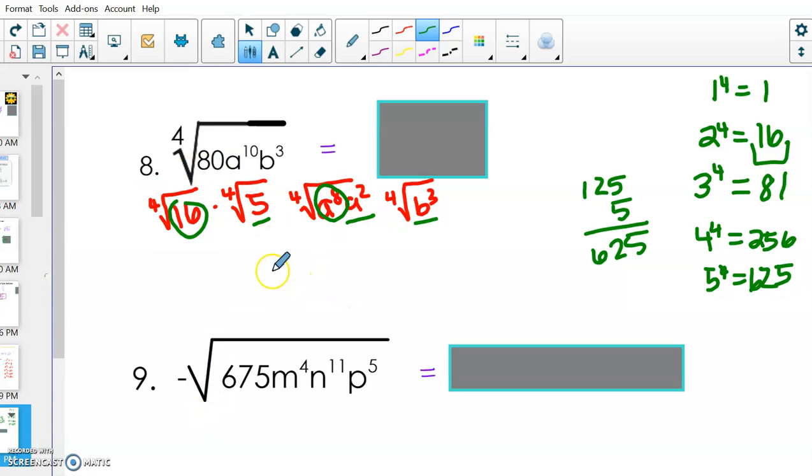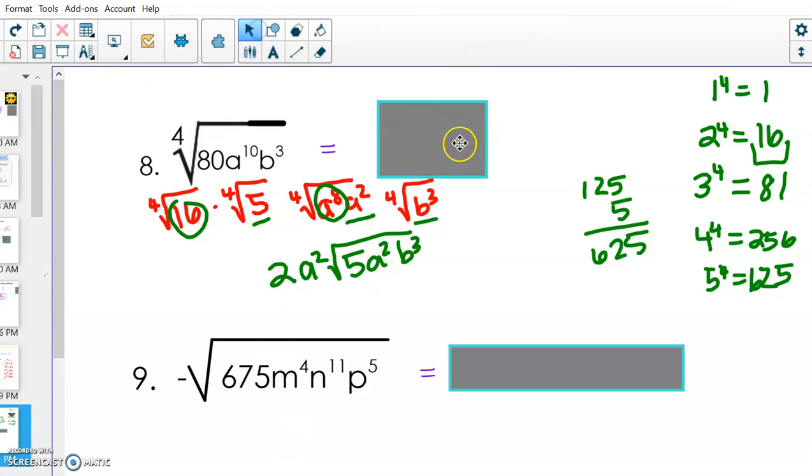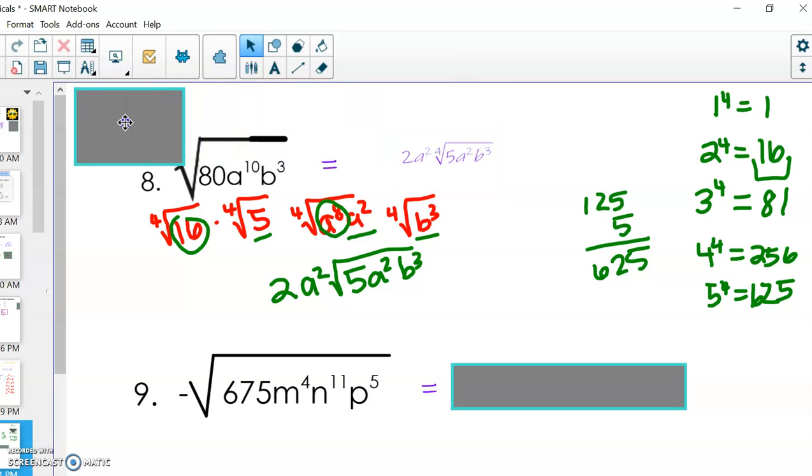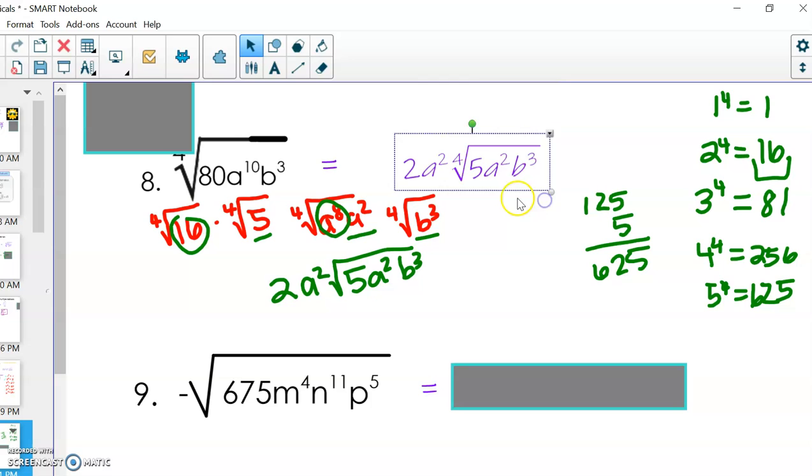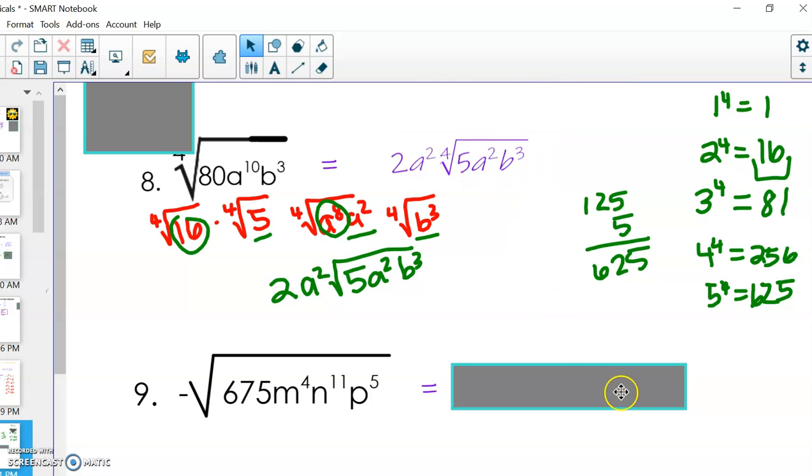The 4th root of 16 is 2. The 4th root of a to the 8th is a squared. And then what's left over underneath? 5, a squared, b to the 3rd. Okay. Let's see, 2a squared on the 4th root. Oh, I forgot to rewrite my 4th root right here. Of 5a squared b to the 3rd. Well done.